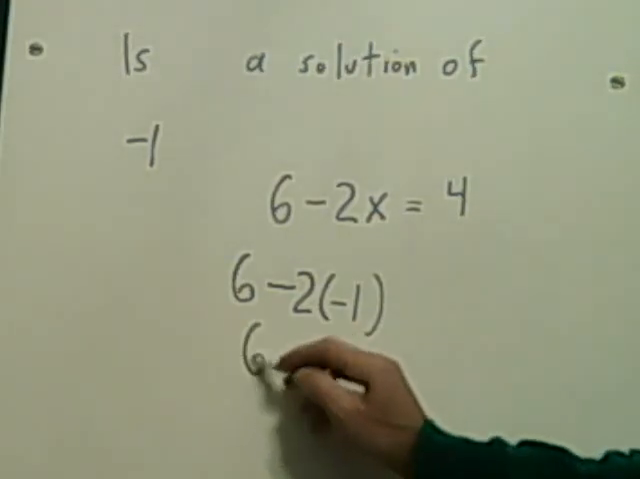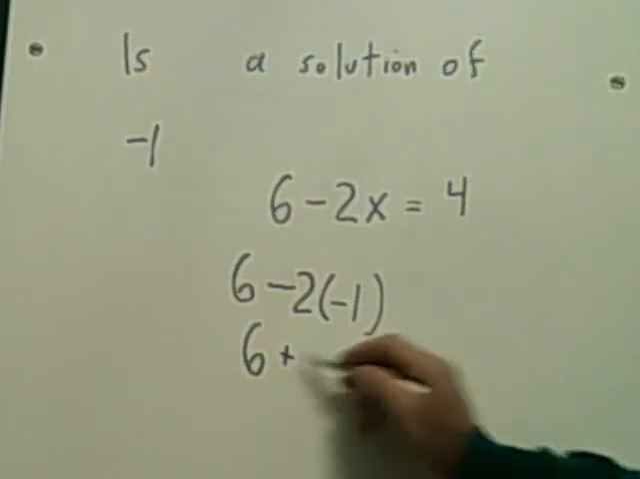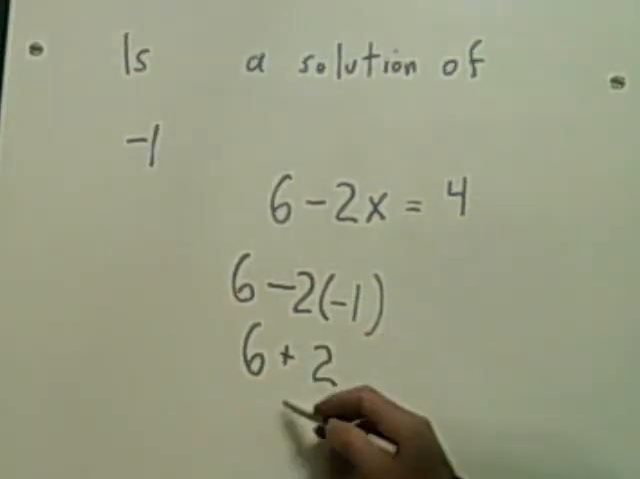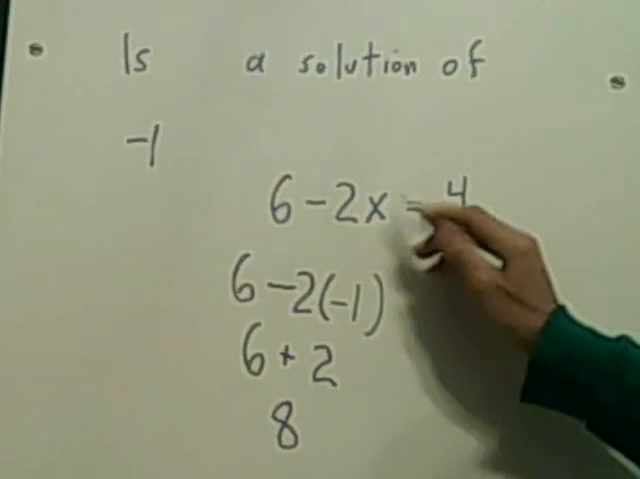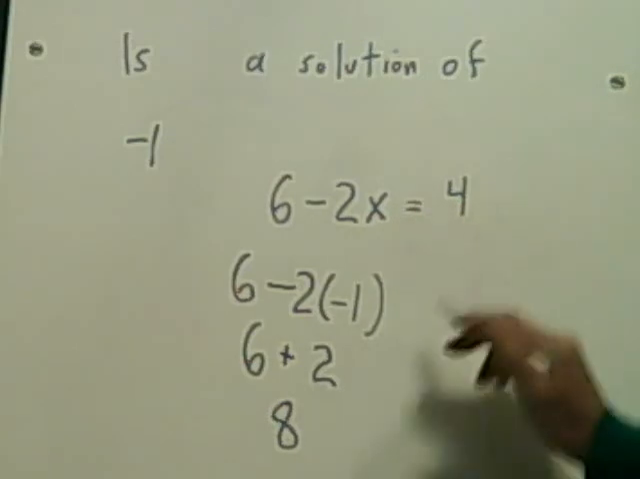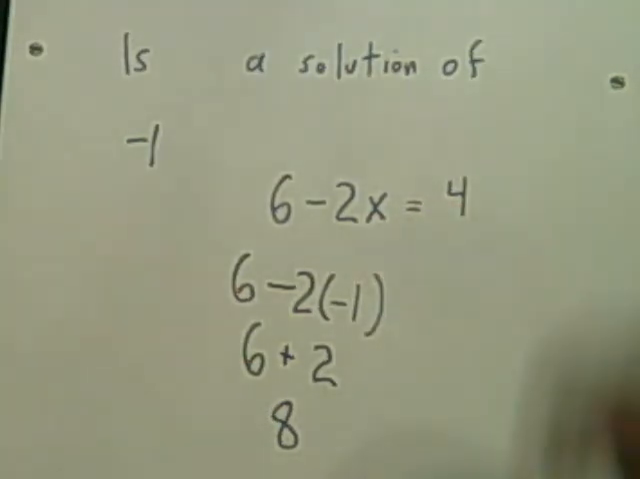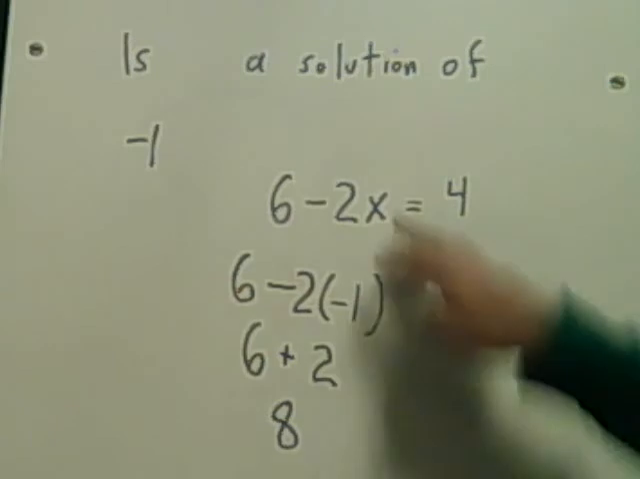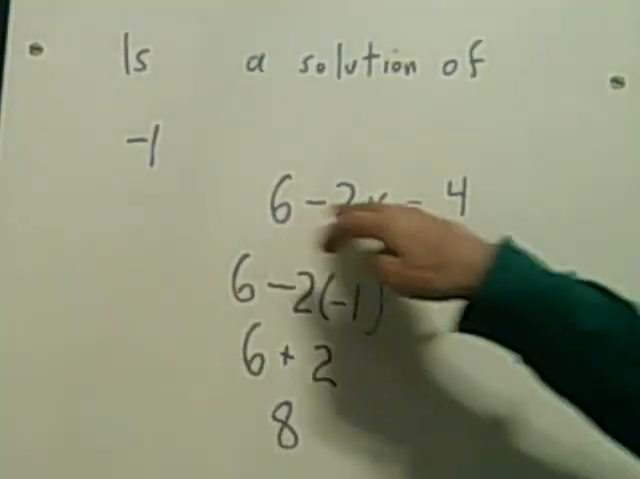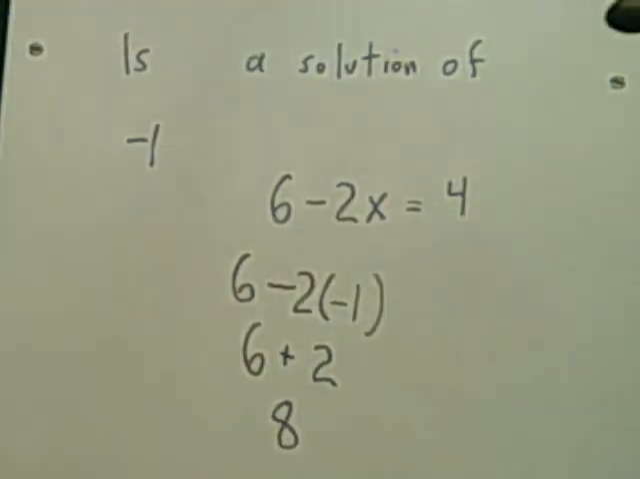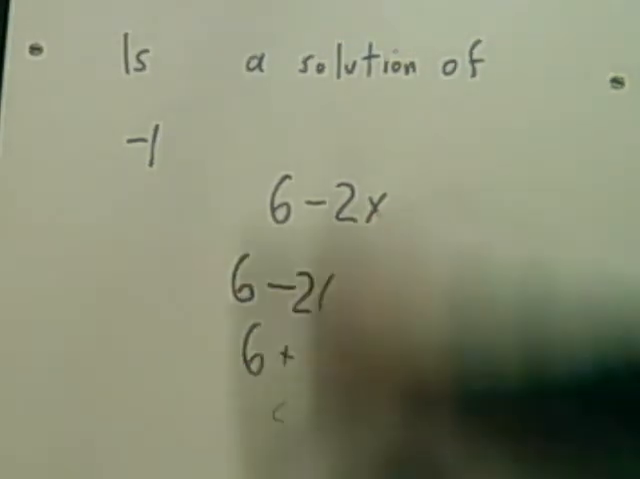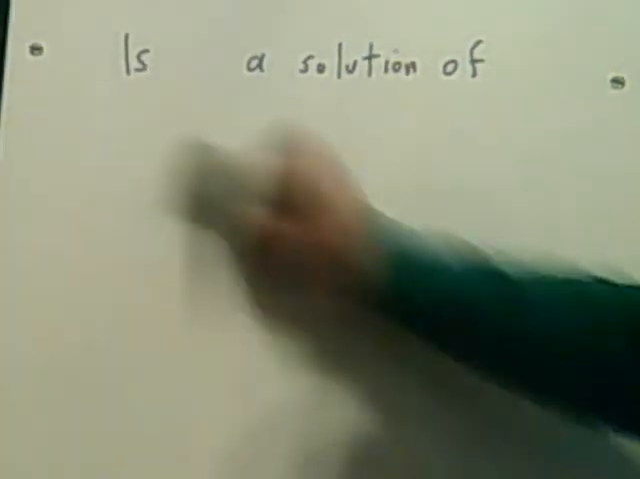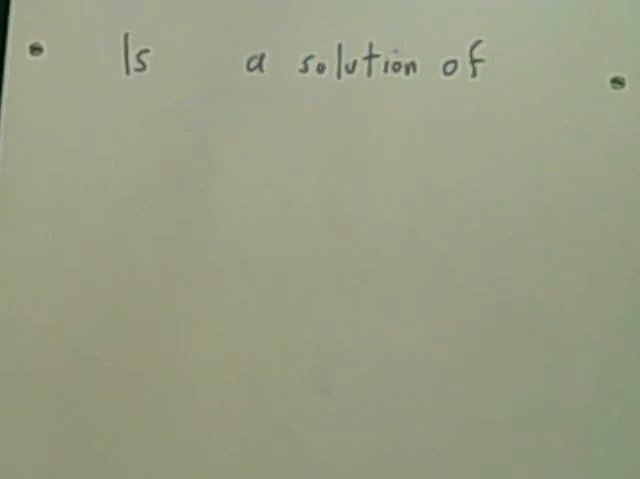So that's 6 plus a +2. And of course, that's equal to 8. And that's not going to be equal to 4. So the answer on this one is no. -1 is not a solution of this. 6 plus 2 equals 8. Okay? Okay, well, let's try the next one. If you have any comments or questions, just include those below in the comments section.